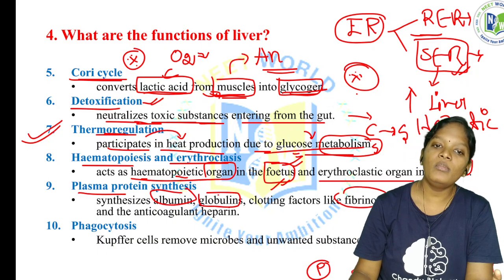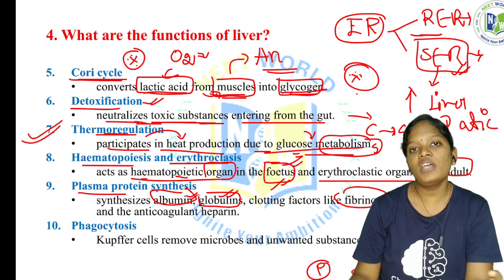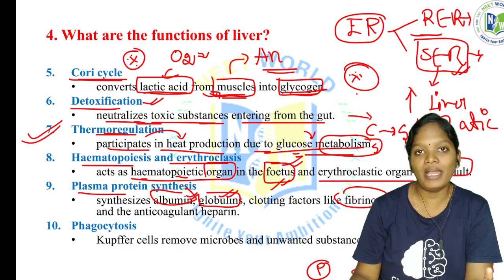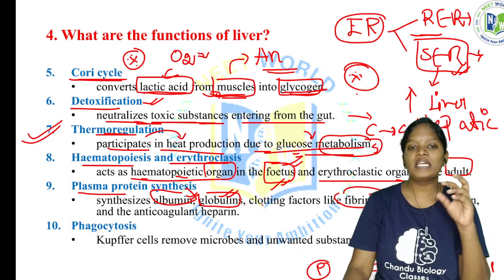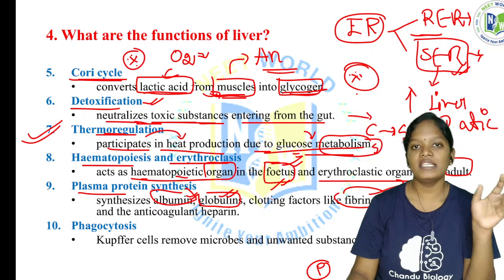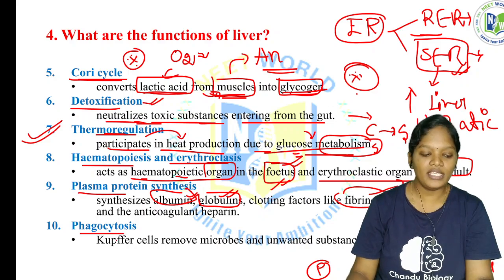Globulin is responsible for antibodies, that is immunoglobulins. Albumin is responsible for osmotic pressure, the osmotic balance. And fibrinogen is involved in clotting functions. All these plasma proteins are synthesized in the liver. Right, now phagocytosis, another important thing.